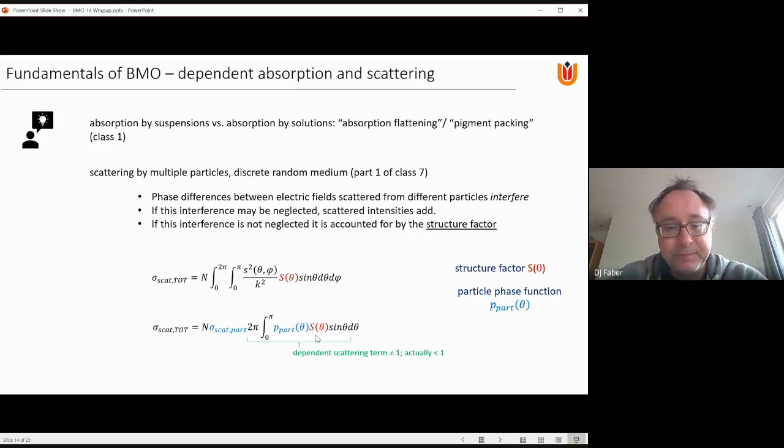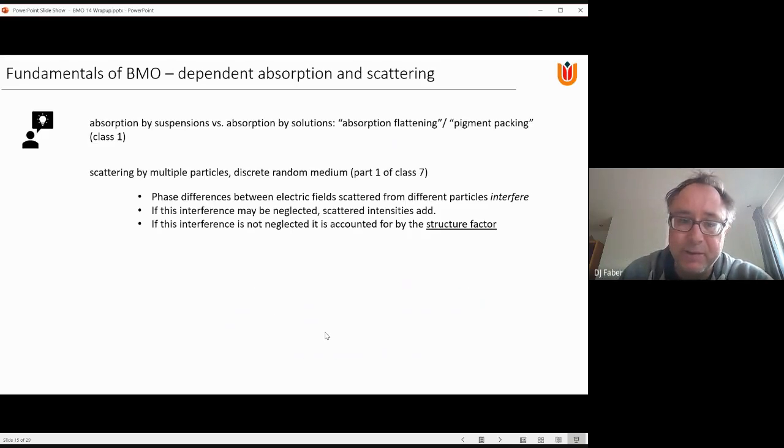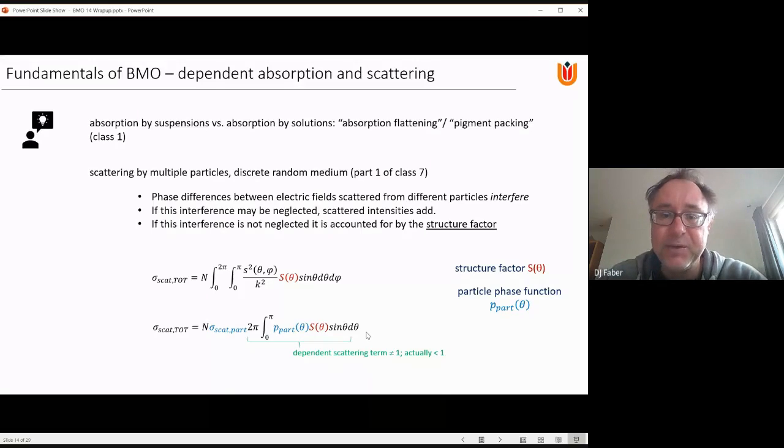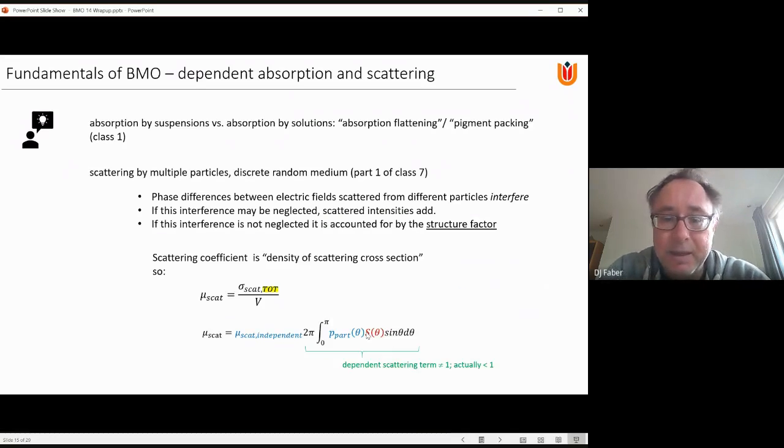So if the structure factor is unity, which would be the case when there are no interferences, then the green part would just be an integral of the phase function, which would have to evaluate to unity because the phase function is normalized. If it is not, then we get a different effect. We can rewrite that, and that is then the second important formula for this part.